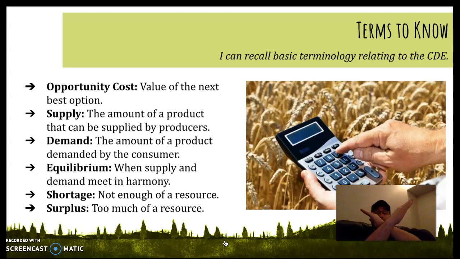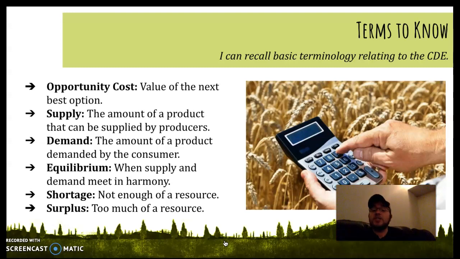When both of those lines meet, it forms an X. That is equilibrium. That is the perfect level of supply and demand, and that will tell you the quantity that needs to be produced and the price that it needs to be sold at, because if we have more demand or more supply, that can lead to a shortage or a surplus.